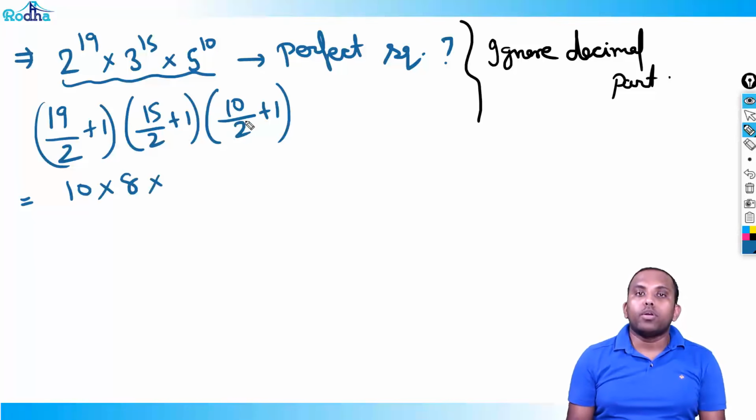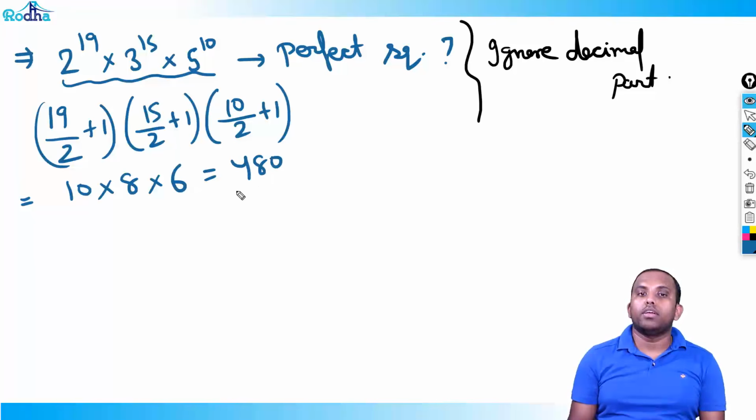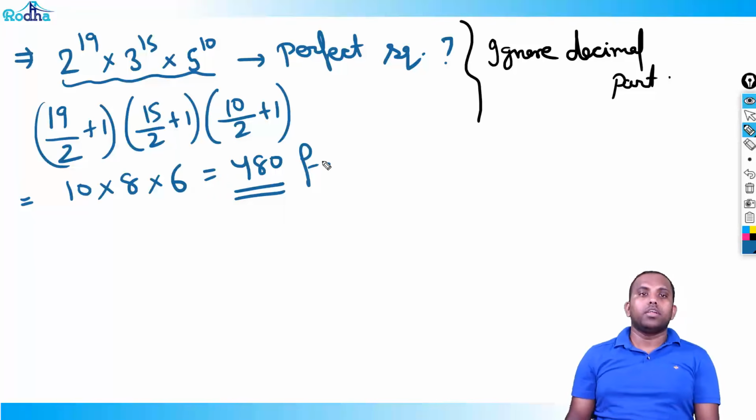10 by 2 is 5. 5 plus 1 is what? 6. So 10 into 8 into 6. How much? 480. That's it. 480 is the answer. Right.